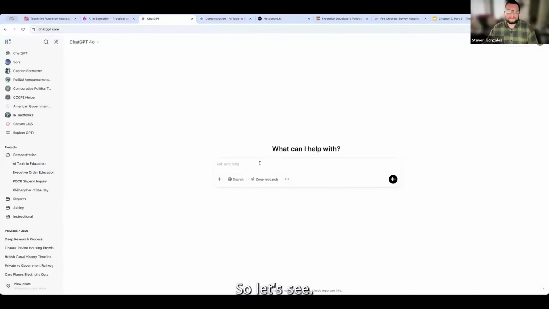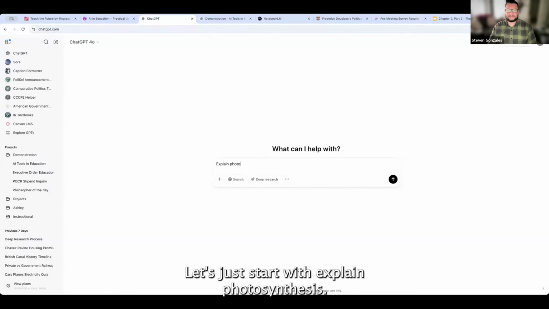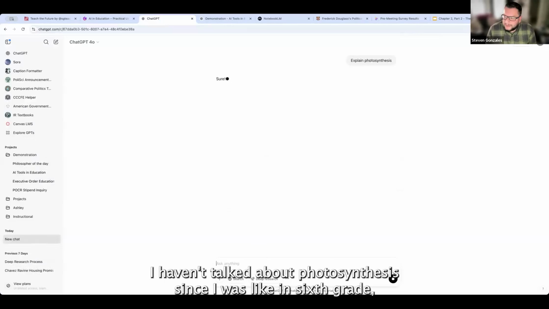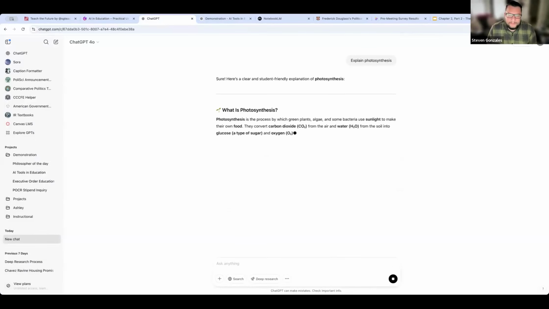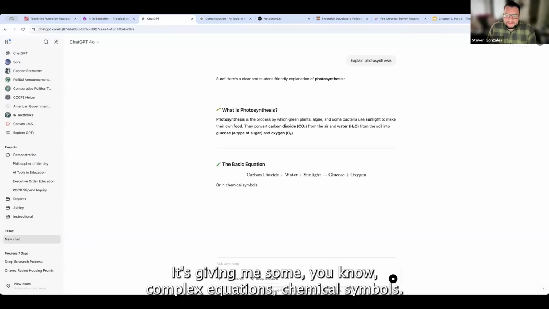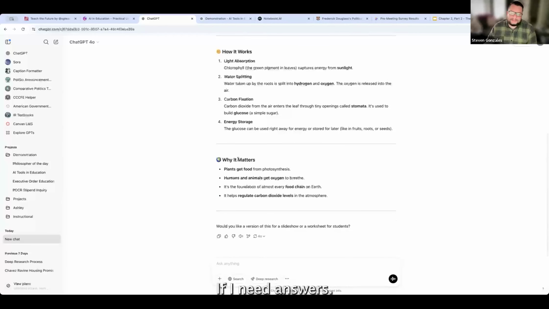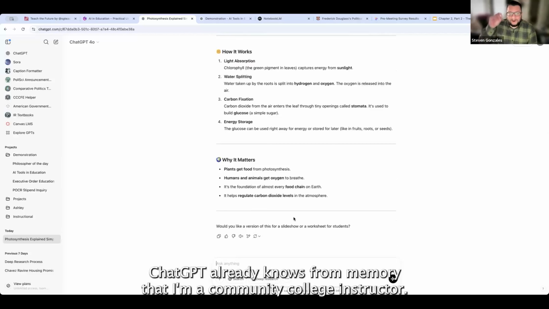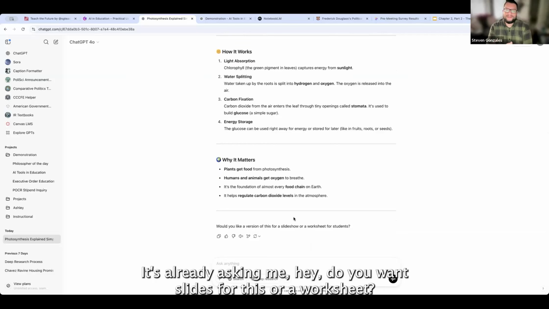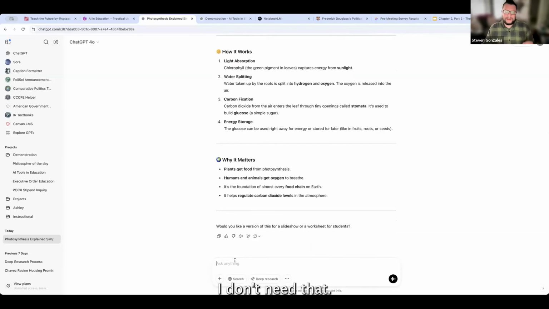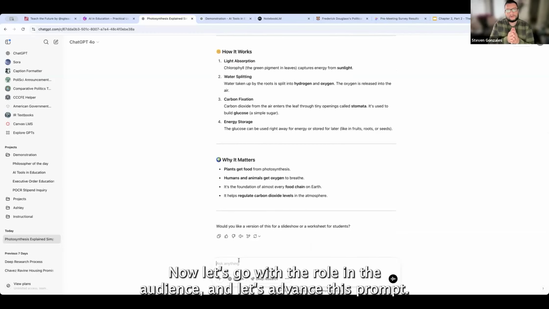So let's see, let's just start with explain photosynthesis. I haven't talked about photosynthesis since I was like in 6th grade, but it's very important, right? And what is photosynthesis? It's giving me some complex equations, chemical symbols. Oh my goodness. This is great if I need answers. ChatGPT already knows from memory that I'm a community college instructor. It's already asking me, hey, do you want slides for this or a worksheet? I don't need that. Now let's go with the role and the audience, and let's advance this prompt a bit.